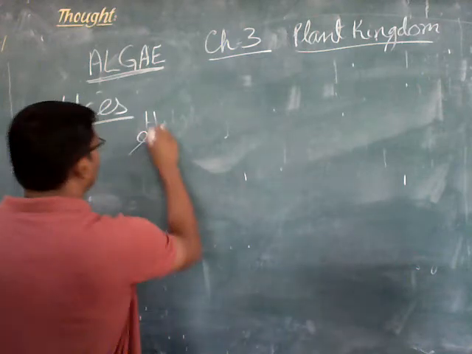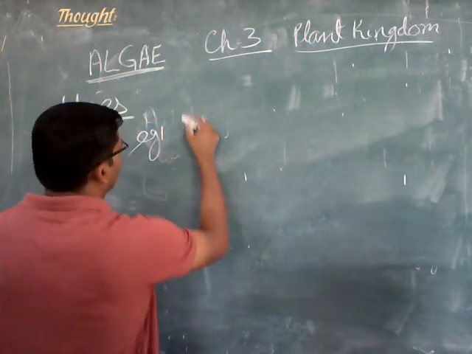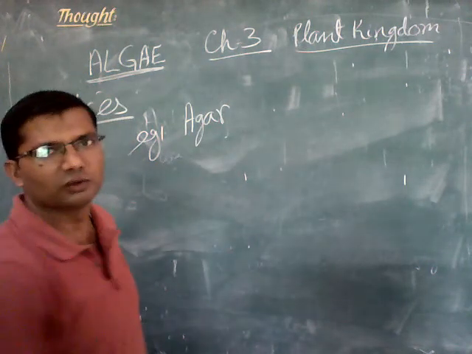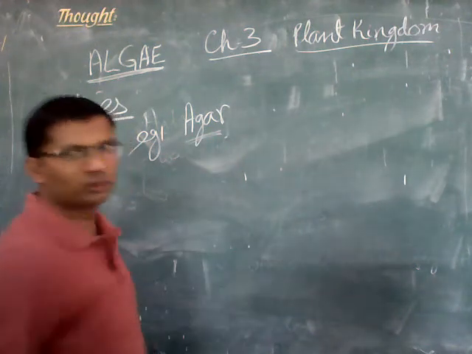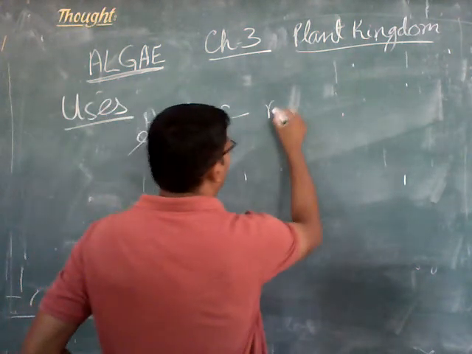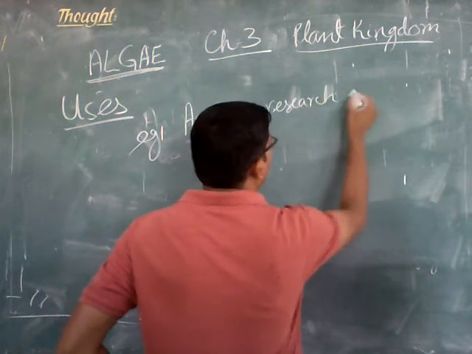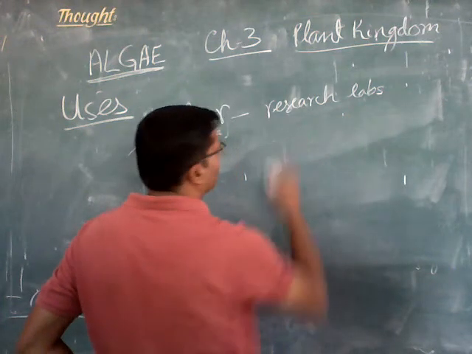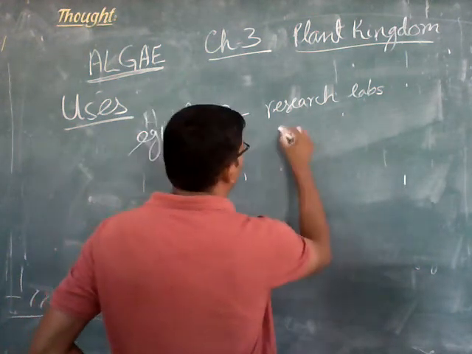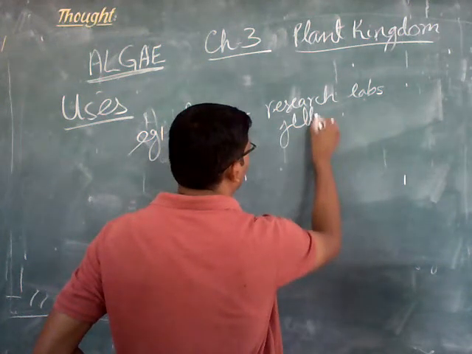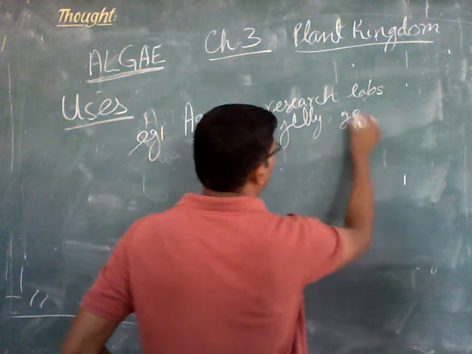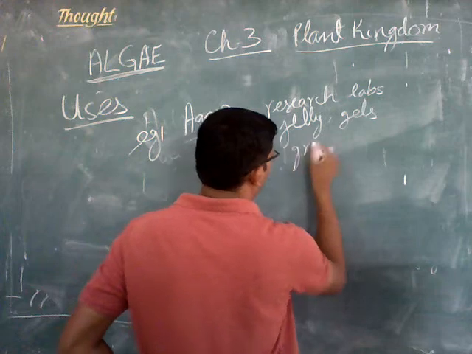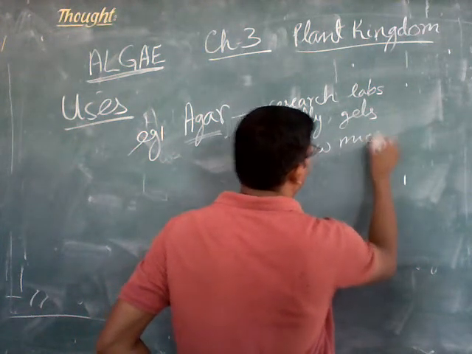So, an example of the hydrophiles is agar. Okay, you must have heard the name of agar. So, agar is a very routinely used hydrophile, and it is used in the laboratories also. A lot of bacteria and fungi are grown on it. They are used for making jelly and gels, and to grow microorganisms.